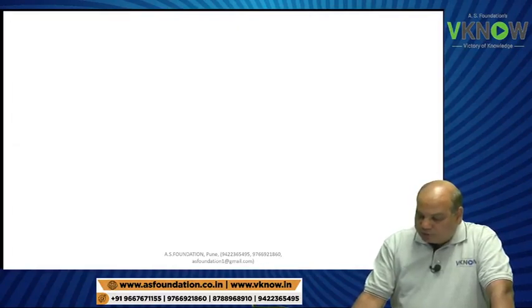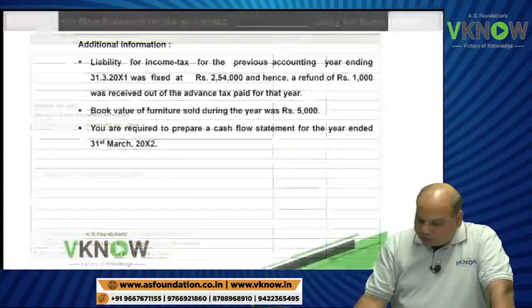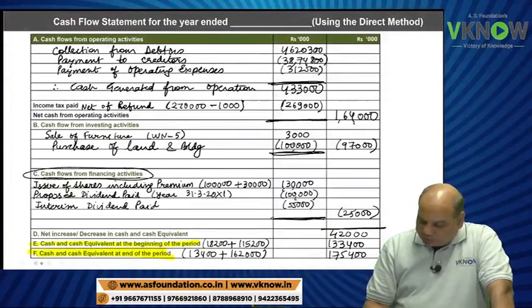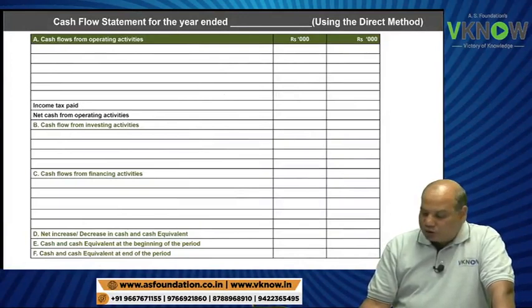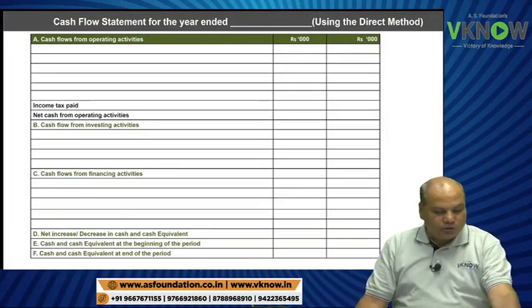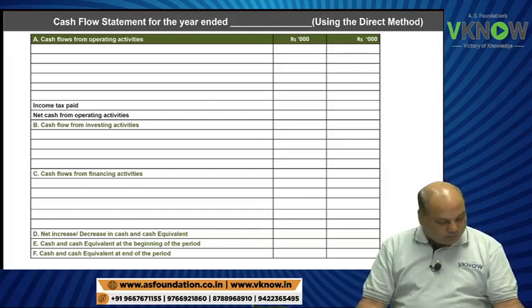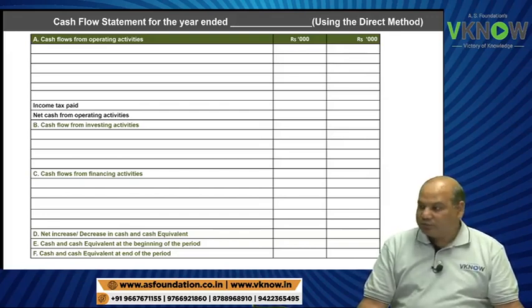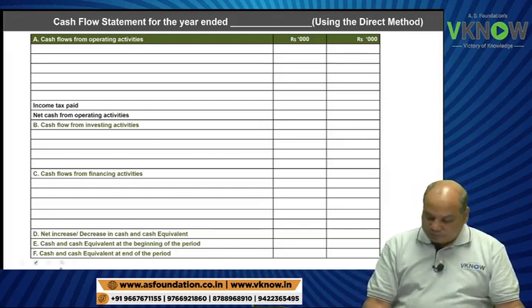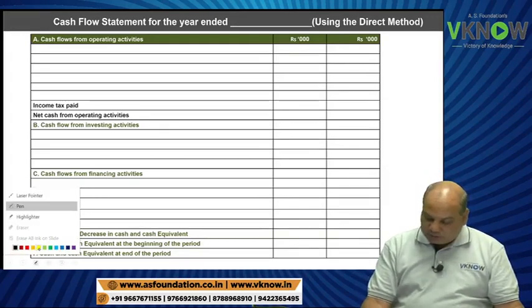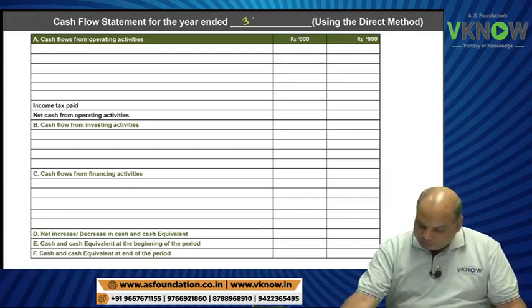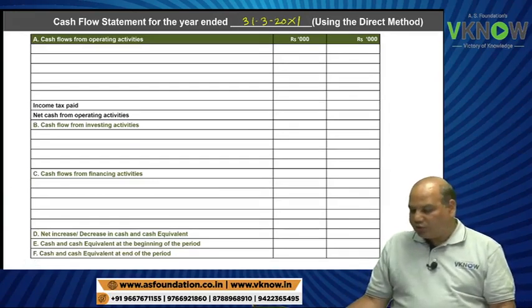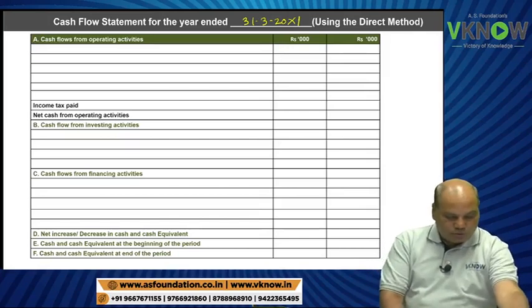Write down the format first. This format I can use from the previous question. So dear student, please write down the name of the company, Gamma Limited. Cash flow statement for the year ended 31st March 20x1 using direct method.